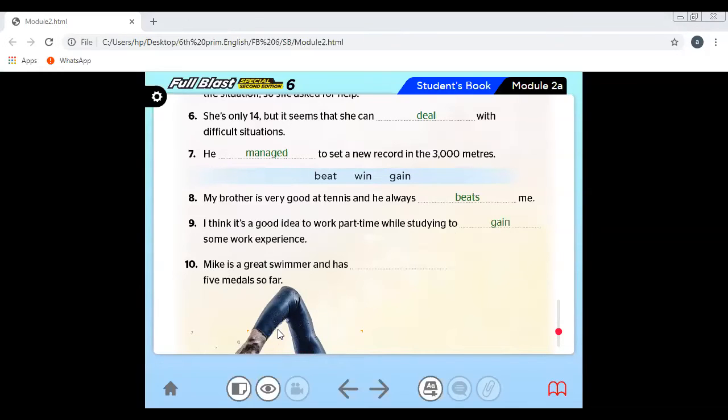Miss, what is the page? What is the page? You are still the same, Noor. We are at page 24. Who can read and answer number 10? In the student workbook or in the student book? Student book. Mute your mic, Noor.